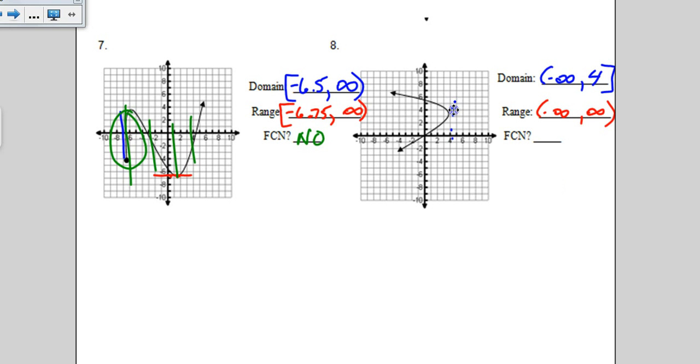And then does this pass the vertical line test? Is this a function? No, it does not. So it's not a function. That concludes the lesson on 2.1.